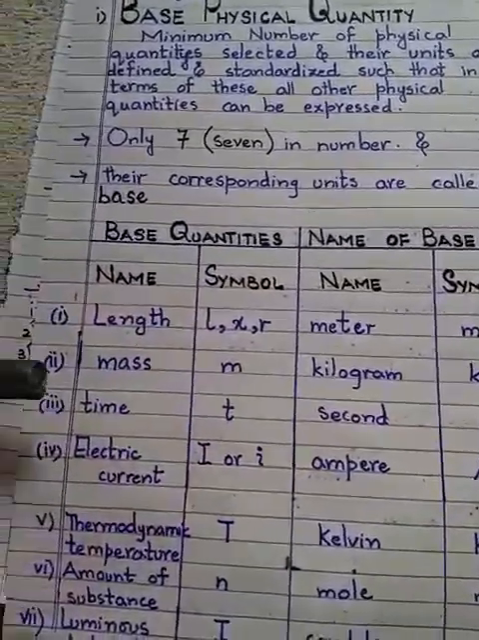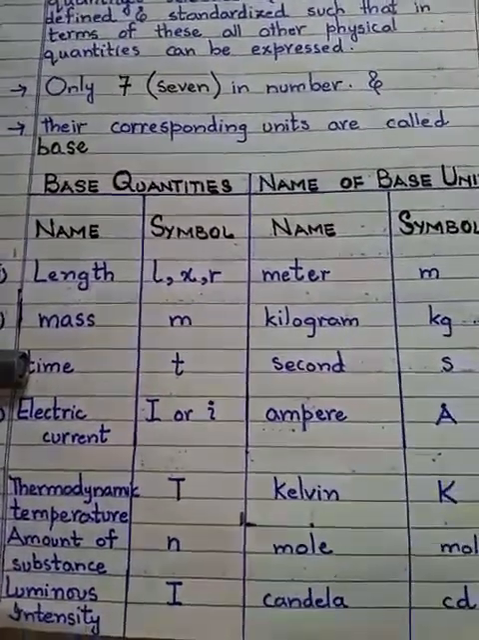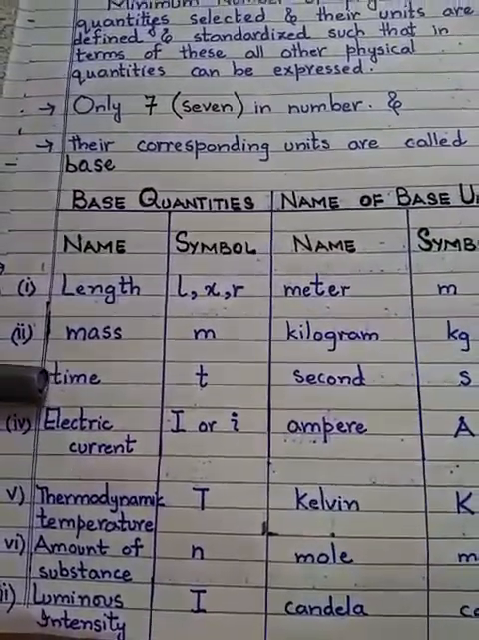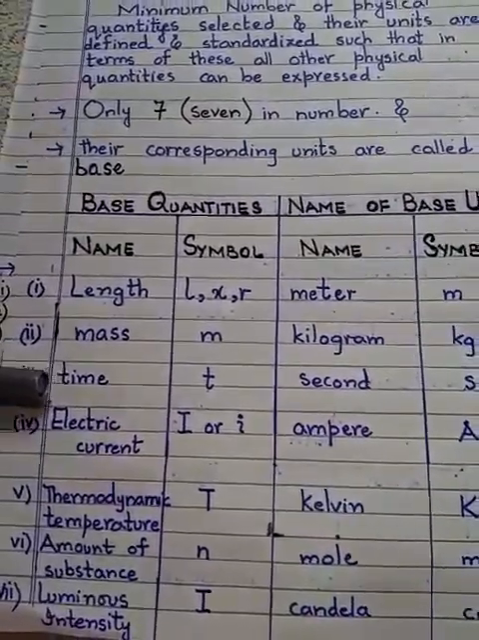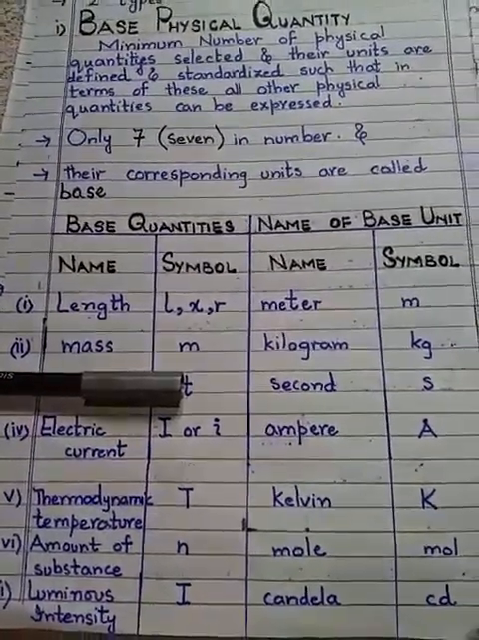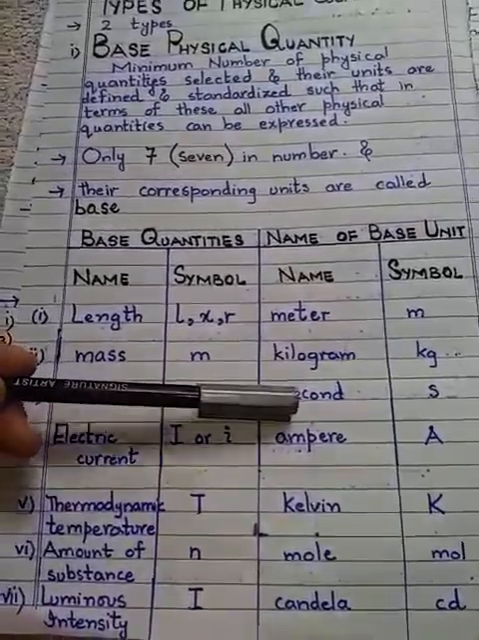The next base physical quantity is time. What is time, girls? Time period or time duration. The symbol of time duration is t, and the SI base unit of time is second, and the symbol of second is small s.